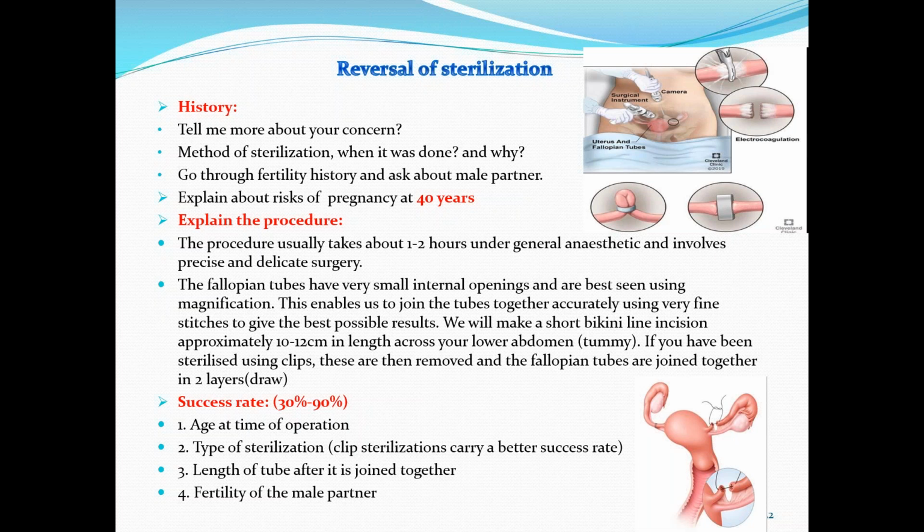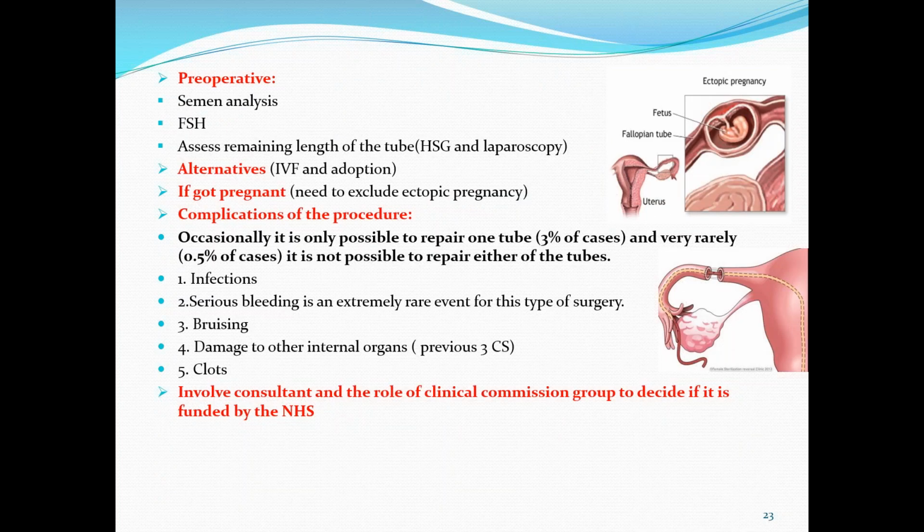The role player may ask you about the success rate, so you tell her this is determined by the age at which you did the operation, the type of method used, the length of the tube remaining, and the fertility of the male partner. Before doing reversal of sterilization, you will need to do a semen analysis for the partner. For the woman, you will do an FSH level to determine her ovarian reserve, especially because this patient is 40 years old. And you need to assess the remaining length of the tube. This can be done through hysterosalpingogram or at the time of laparoscopy, to see if you can rejoin the tube together again or not.